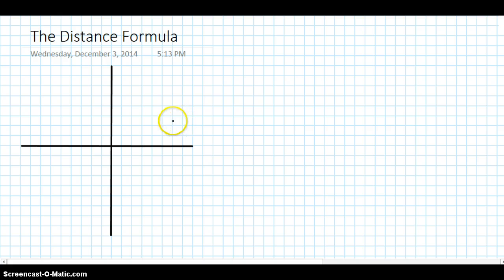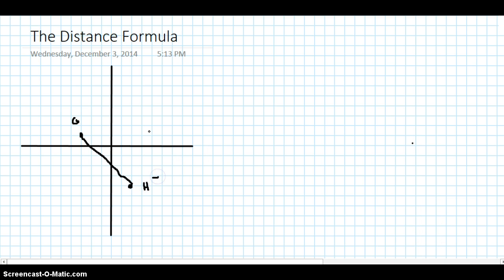So let's say we have a point at -3, 1, we'll call it G, and we have a point at 2, -4. We'll call it H. And let's say I want to know the distance between G and H, the straight line distance, even though that's not a very straight line. What I can do is I can actually form a right triangle.